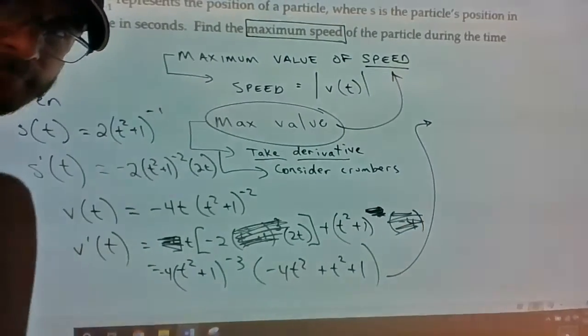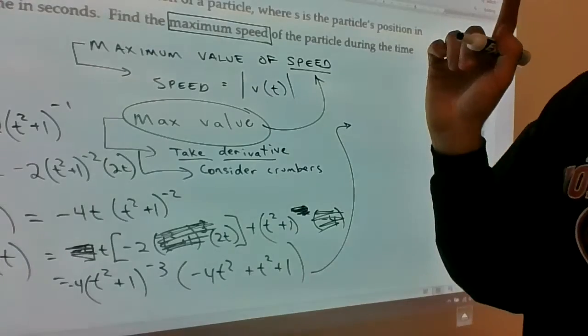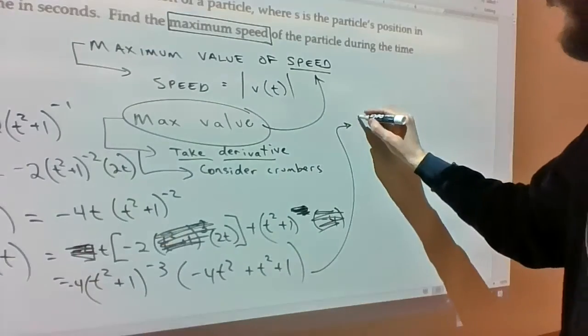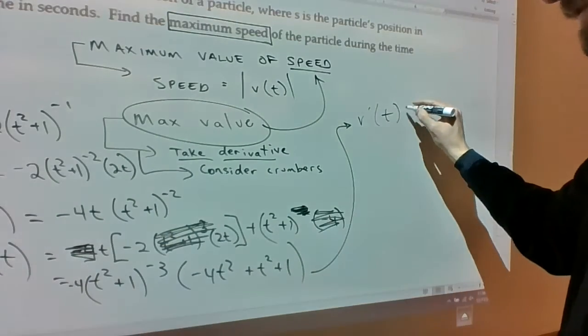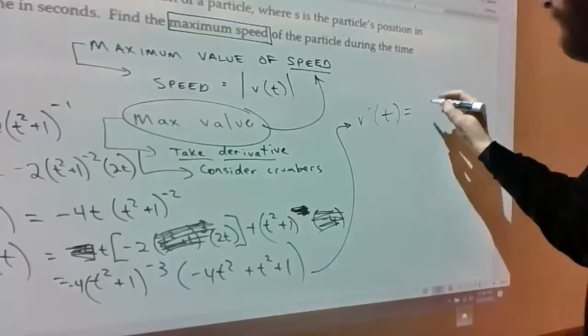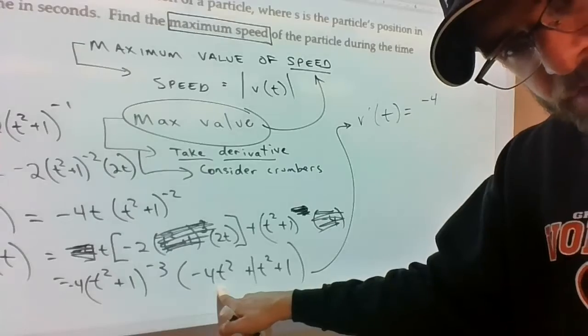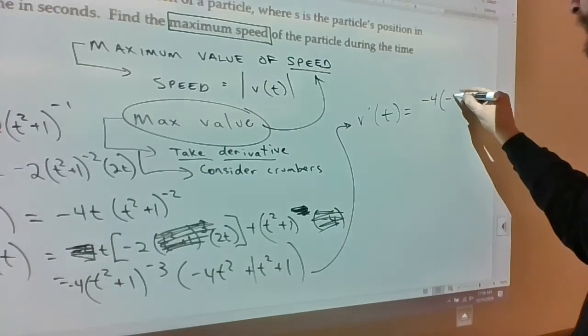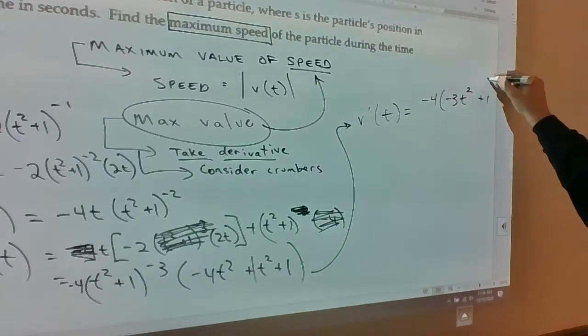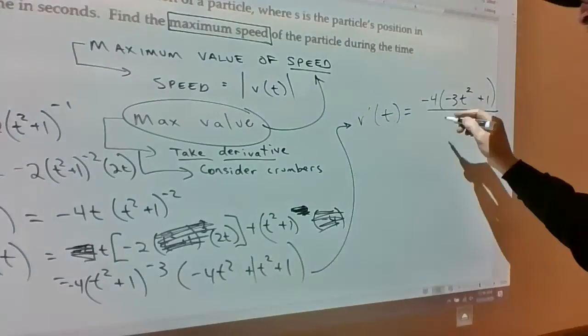Which comes out to be our derivative of velocity is negative 4 times (negative 3t squared plus 1), all divided by (t squared plus 1) to the third power.